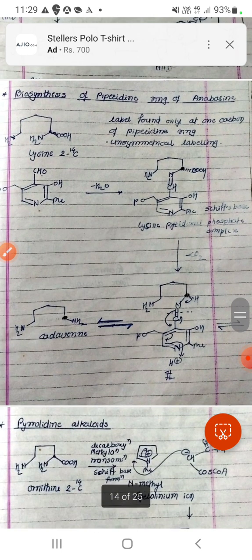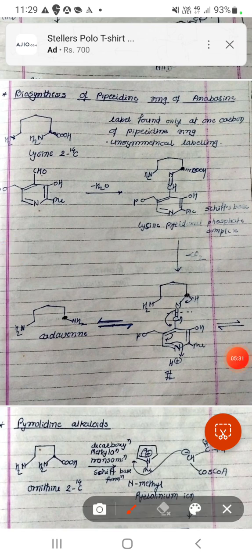Now the biosynthesis of piperidine ring of anabasine. The precursor for this is lysine. So lysine, in presence of PLP, gives the decarboxylation reaction. So it will form the cadaverine.